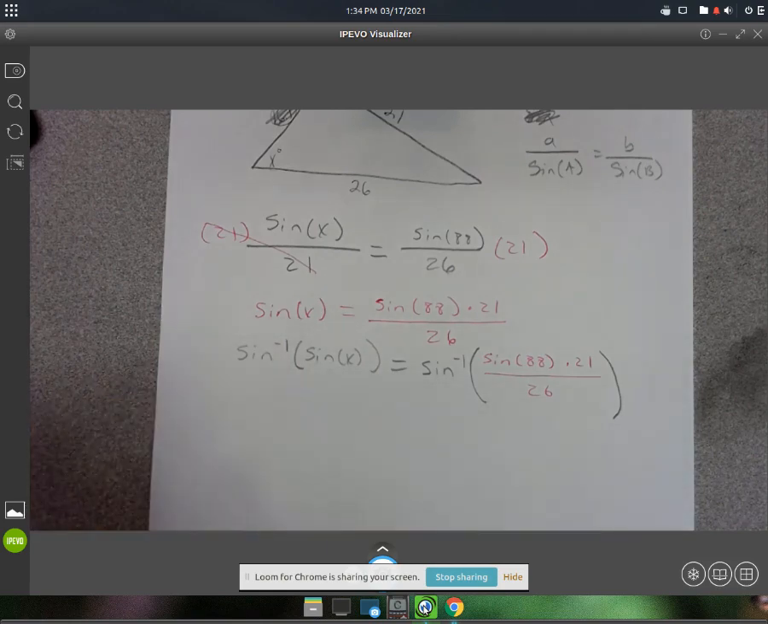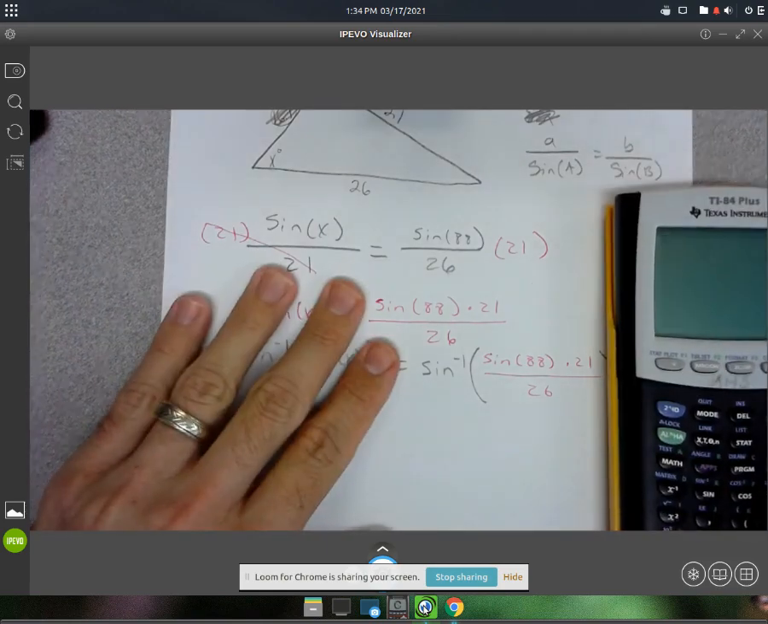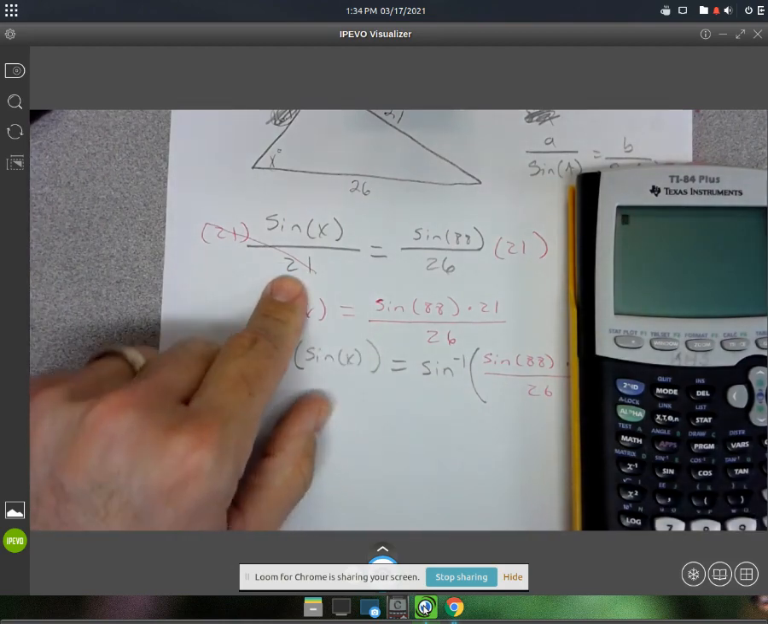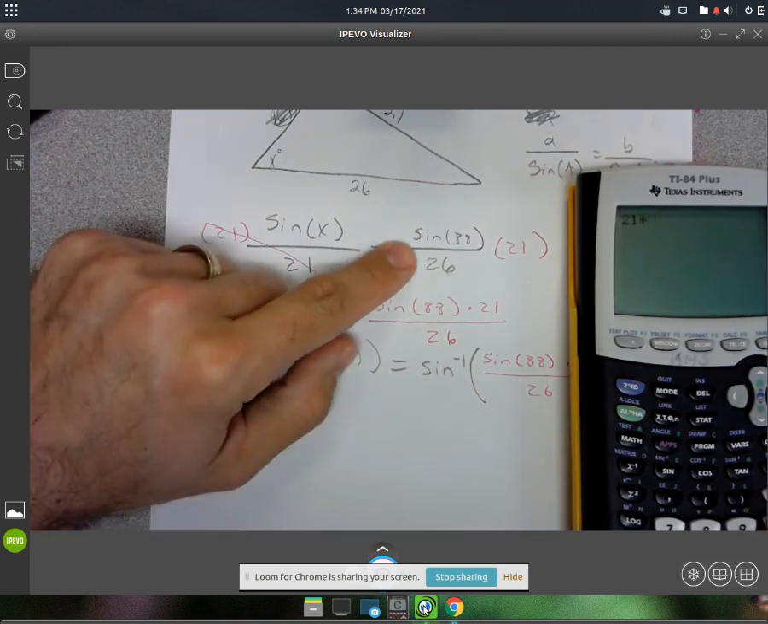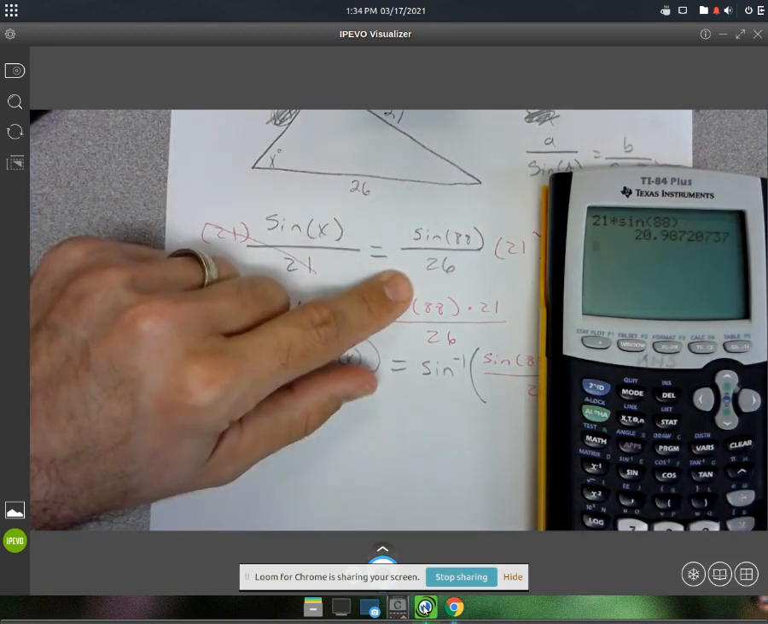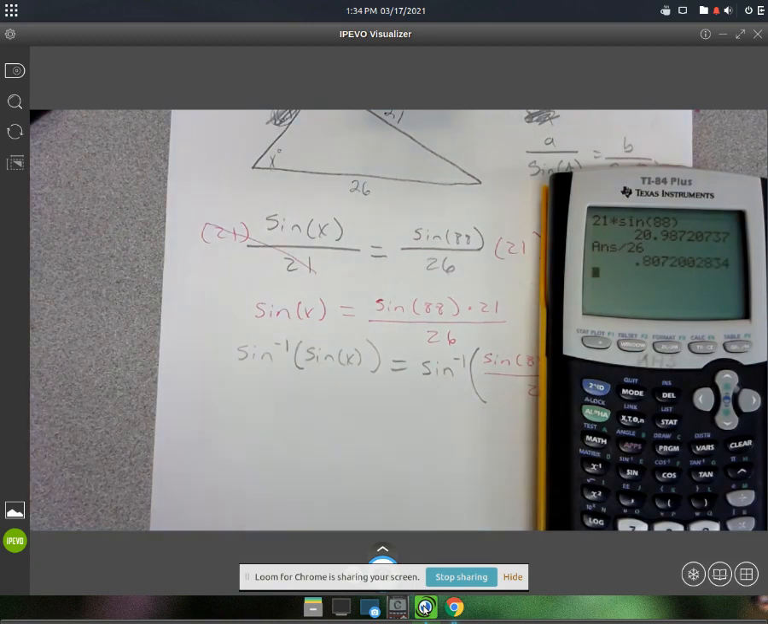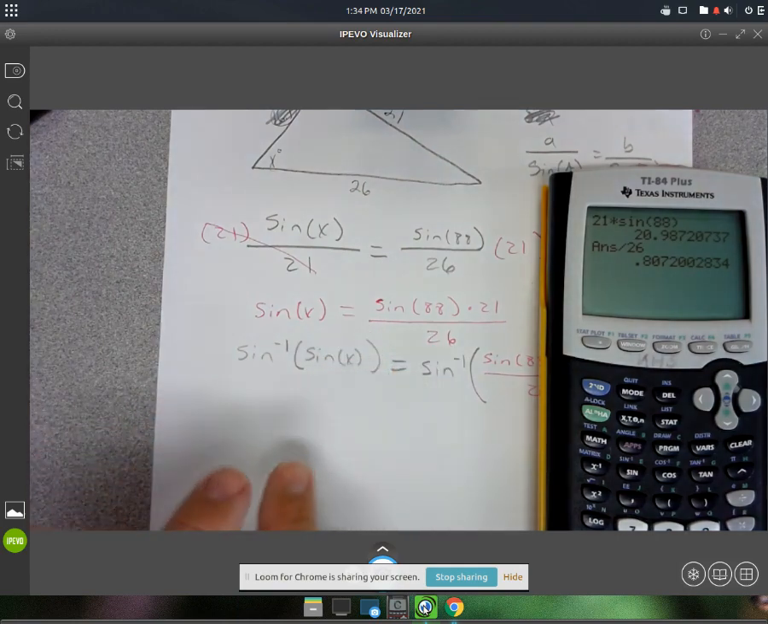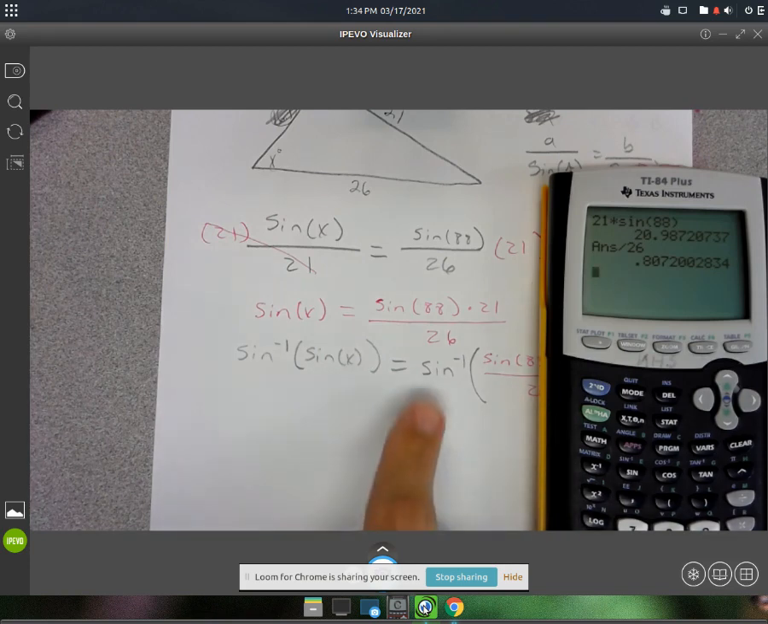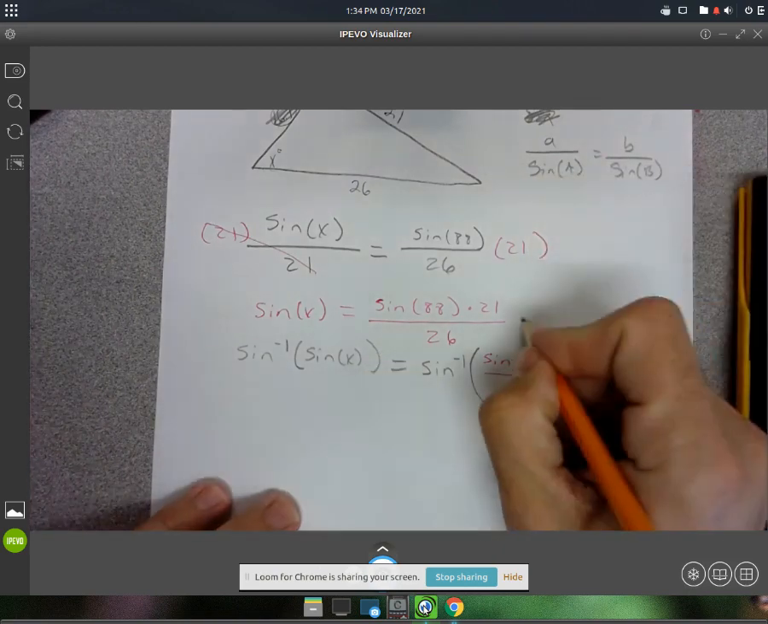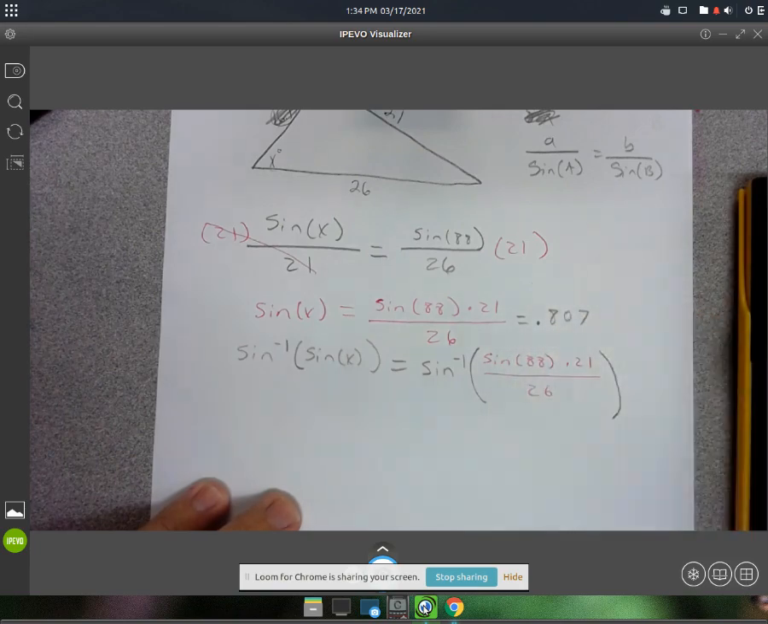The way that you would do this with your calculator is you would take this part right here, and you're going to be multiplying by 21. So we're going to do 21 times sine of 88, and then we're going to divide that by 26. Okay, so that's what this part equals right here, 0.807. But since you want to find out what angle you have to take the sine of to get that, that's where this sine inverse comes in. We're going to take the sine inverse of this 0.807.